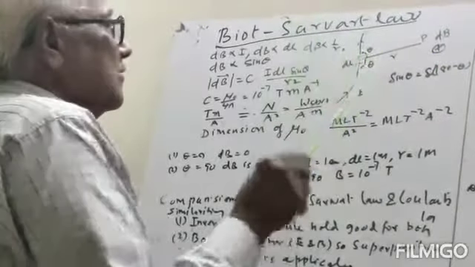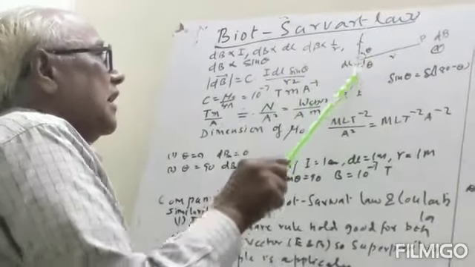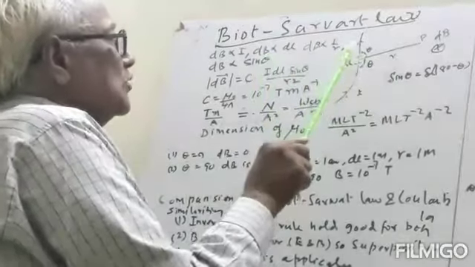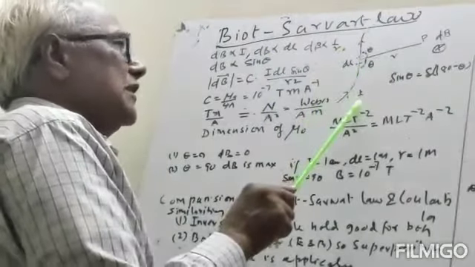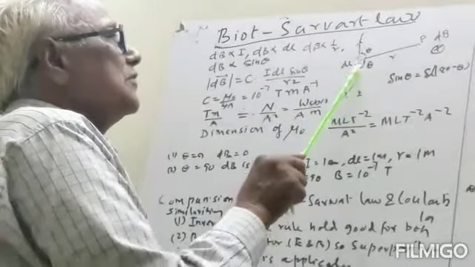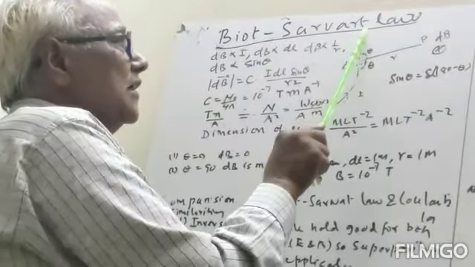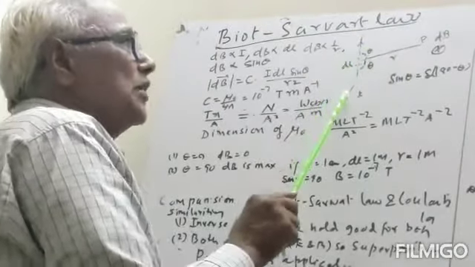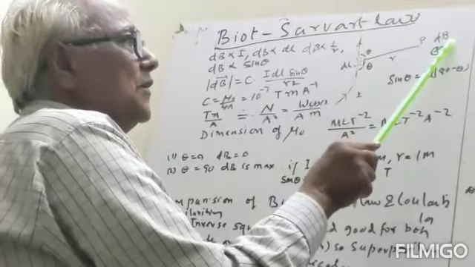Now the second thing: we take the small distance dl, then dB is proportional to dl. So what is current? Current is the number of charges flowing per second. If the number of charges flowing per second is more, then the magnetic field will be more.